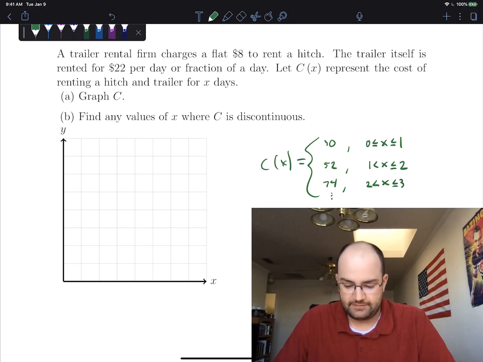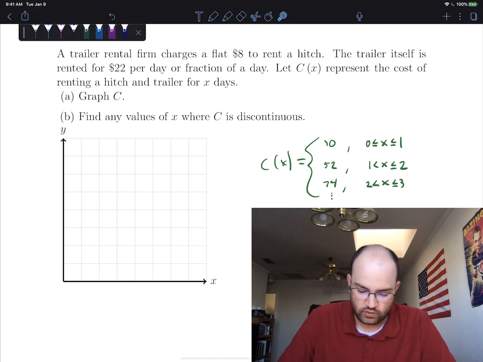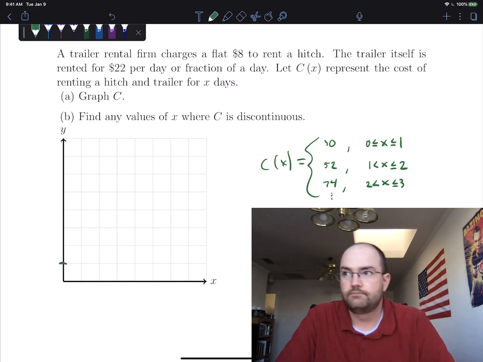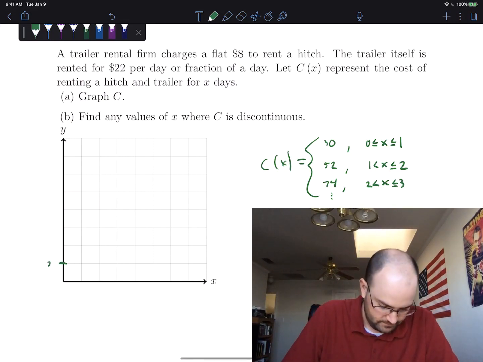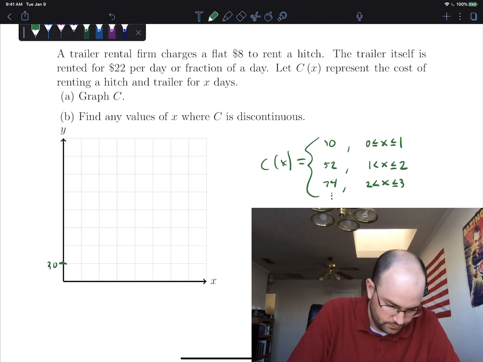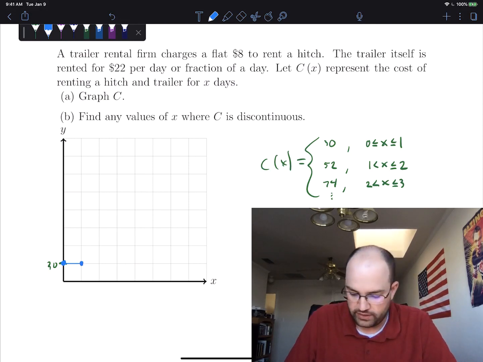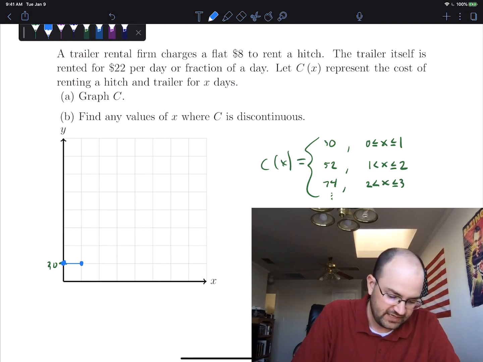So let's go ahead and graph this. It's actually $30 from 0 is less than or equal to X is less than or equal to 1. So I'm going to make this to be 30. So 30. And we're going to go right because we are going to just stay at 30 the entire time until X equaling 1. But notice that at X equal 1, we're going to go up $22, which makes that $52.